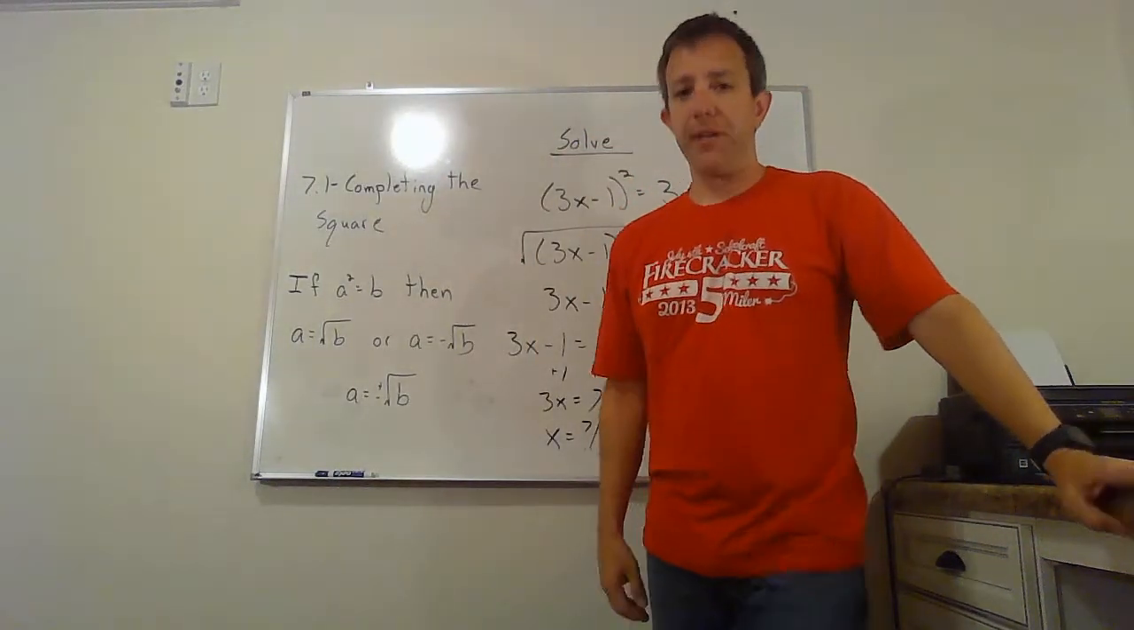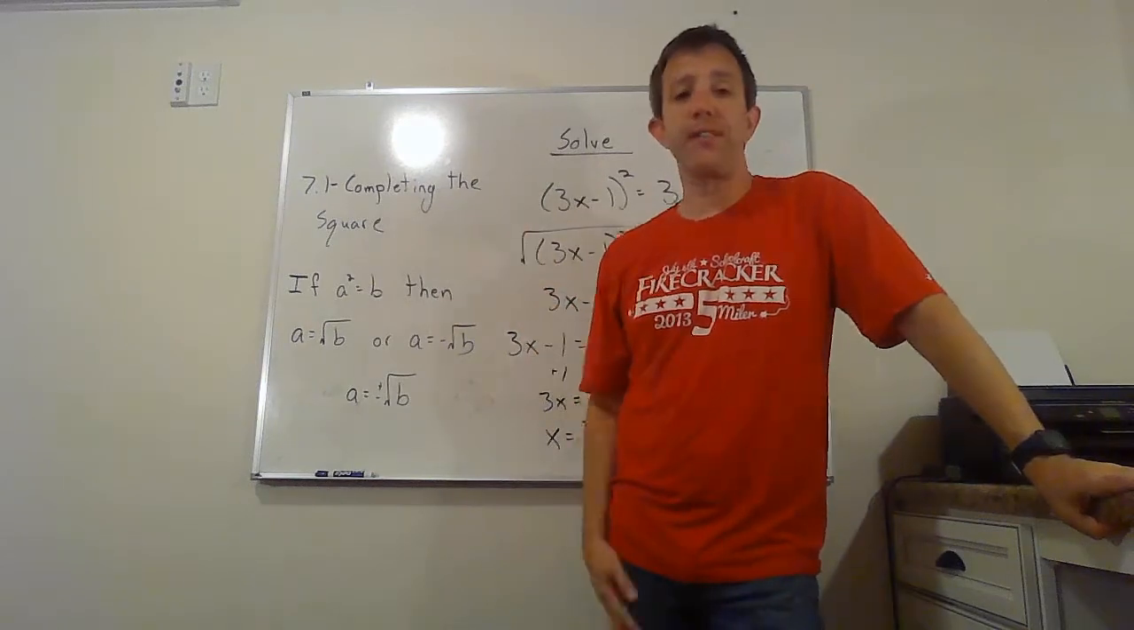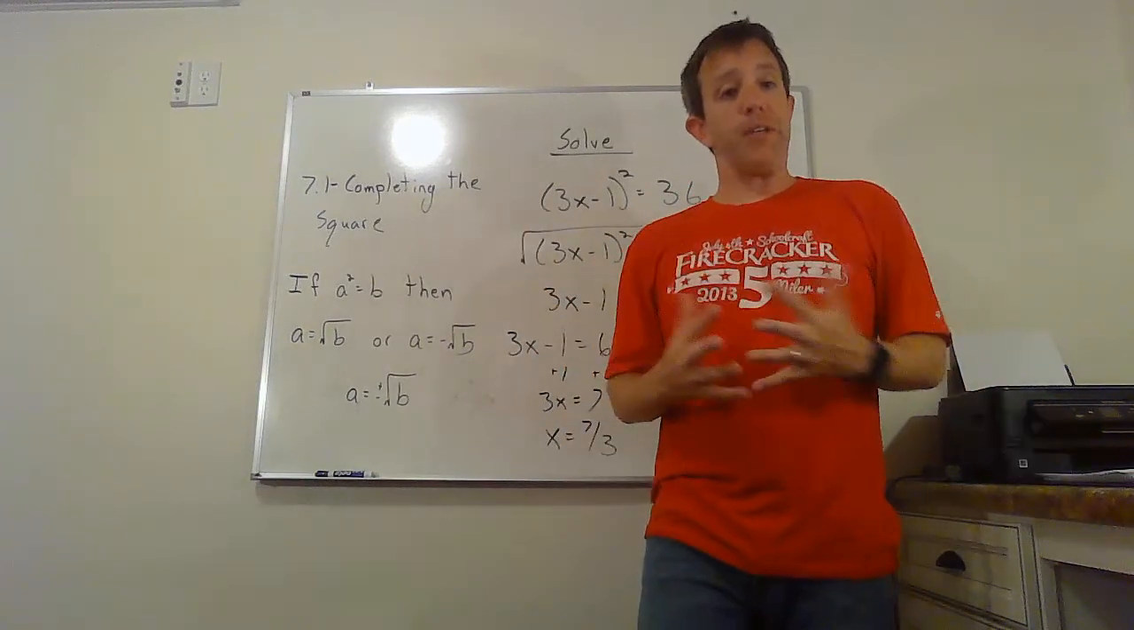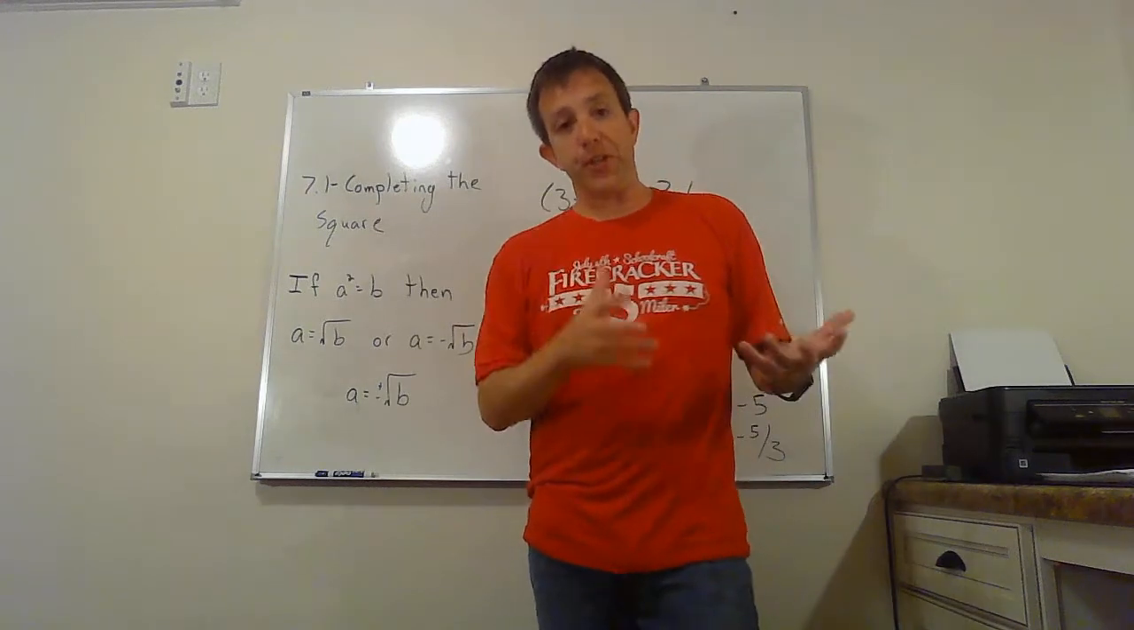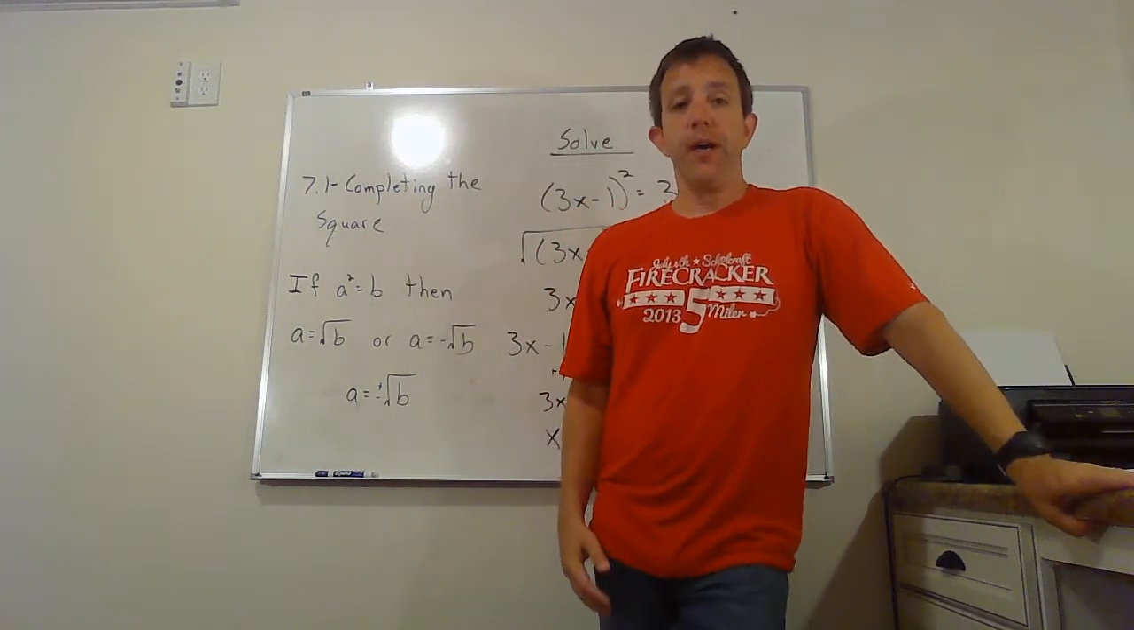Today we're going to start quadratics. In particular, we're looking at section 7.1. We're going to do what's called completing the square. We have a couple of things to look at before we jump into actually completing the square.